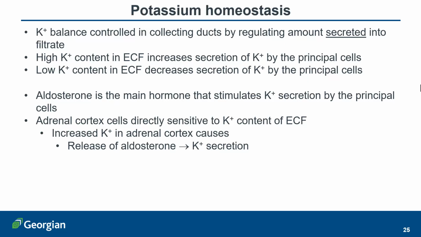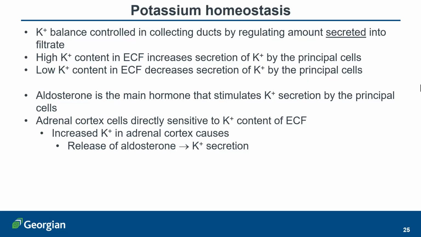Potassium balance is controlled in the collecting ducts by regulating the amount of potassium that is secreted into the filtrate. A high potassium content in the ECF, in other words, a high serum potassium content, will increase secretion of potassium by the principal cells in the collecting ducts. A low potassium content in the ECF will decrease secretion of potassium by the principal cells. And yes, it is aldosterone that is the main hormone that stimulates potassium secretion by the principal cells.